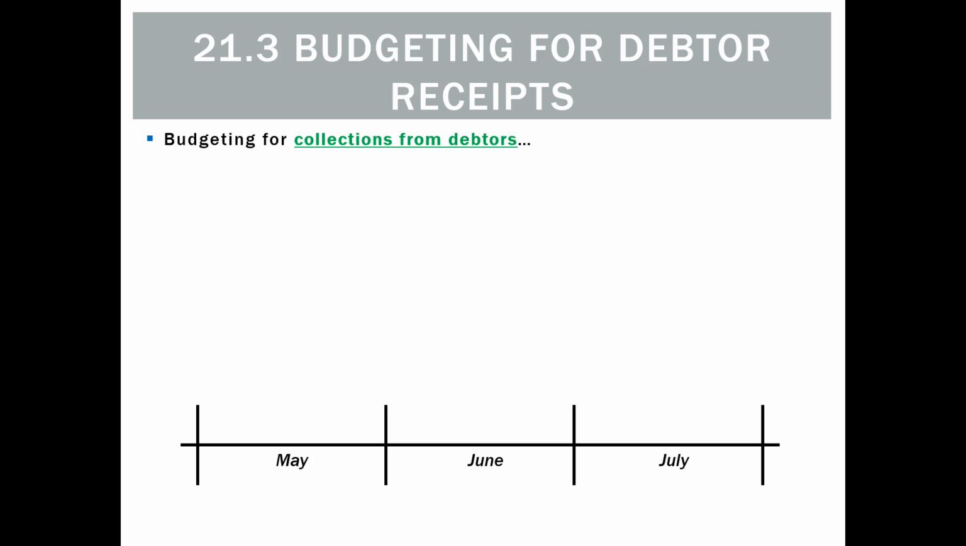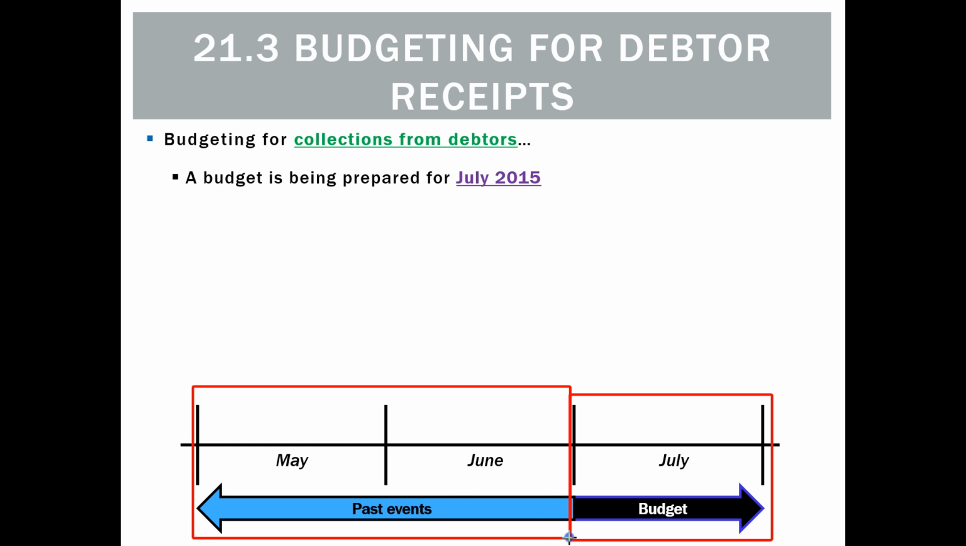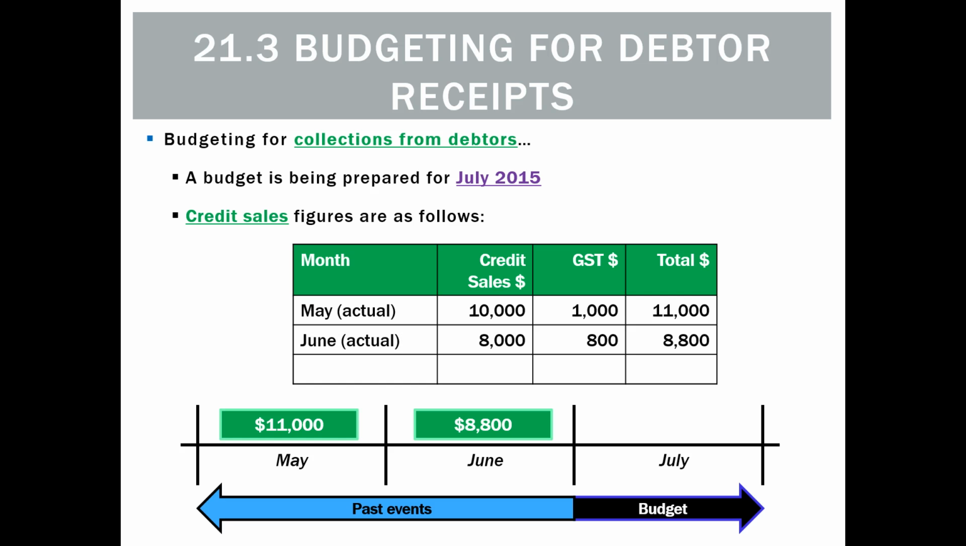However, when we're figuring out how much money we get from debtors, that's a little bit different. In this case, it says a budget is being prepared for July 2015. So our budget is just for this month, and to do that budget, we're going to need some info from the previous 2 months. Based on that, we've been given credit sales figures as follows. In May, credit sales were $10,000 plus GST, which is a total owing of $11,000. In June, it was $8,000 plus $800 for a total owing of $8,800. And in July, it's $9,000 of sales plus GST for a total owing of $9,900.